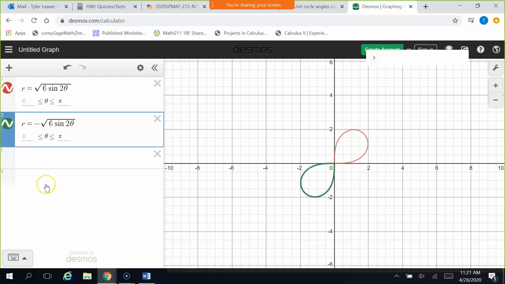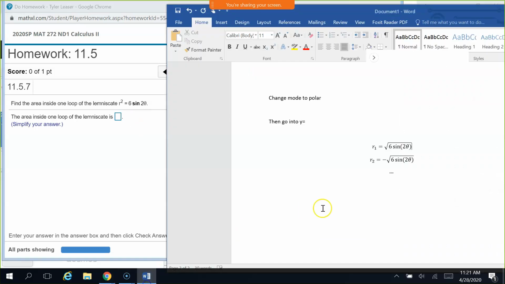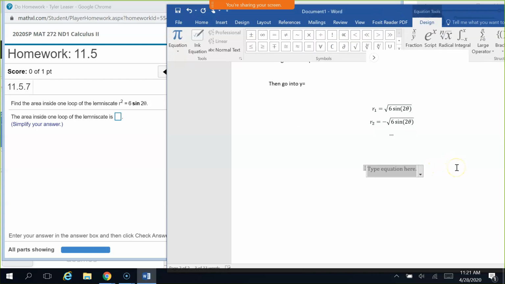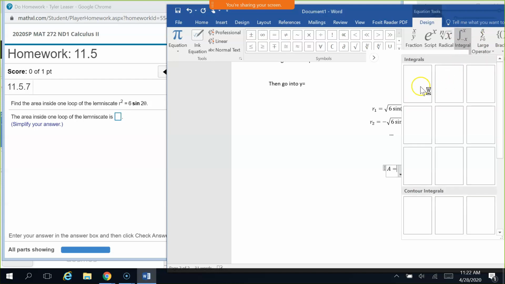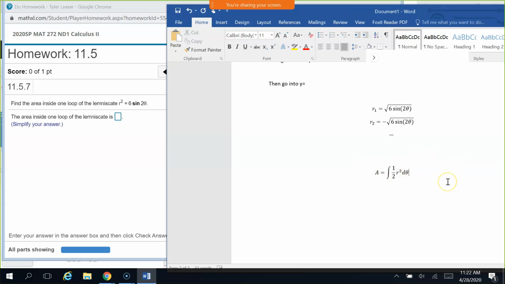Okay, anyway, the point doesn't matter, so let's go back to the question. We just want to find the area inside one of the loops of this infinity sign graph. So going to the integral now, whenever you're finding the area inside of a polar equation, there's a formula for it. The area is going to be the integral of 1/2 r squared d theta. That's coming straight from the book or from the video that I made for this section.